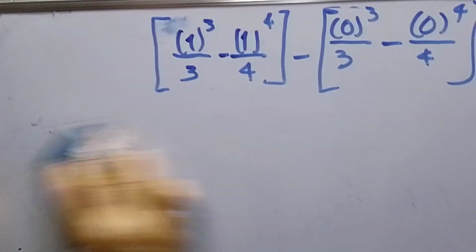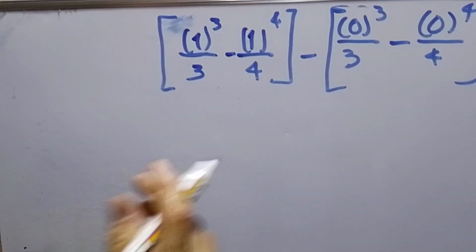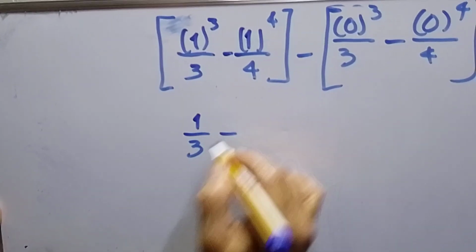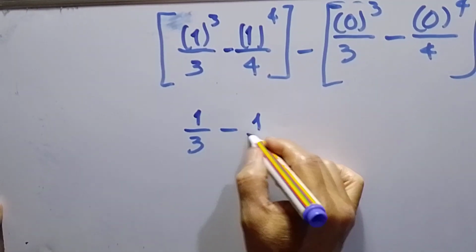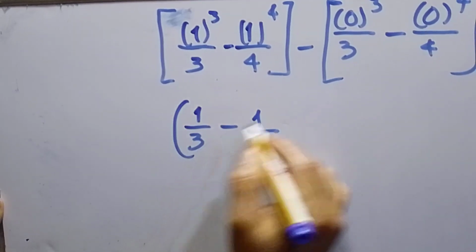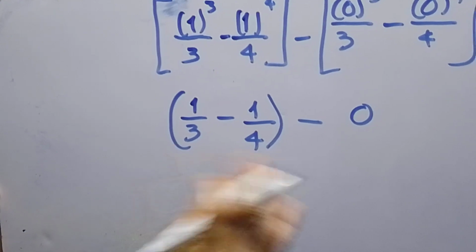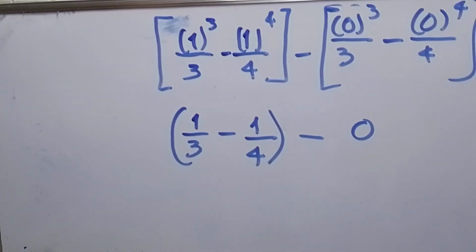So what is 1 raised to the power of 3? It means multiplying itself 3 times. So this will be 1 over 3 minus 1 over 4. And then we know that the value at 0 will be 0. So we focus here on 1 over 3 minus 1 over 4.